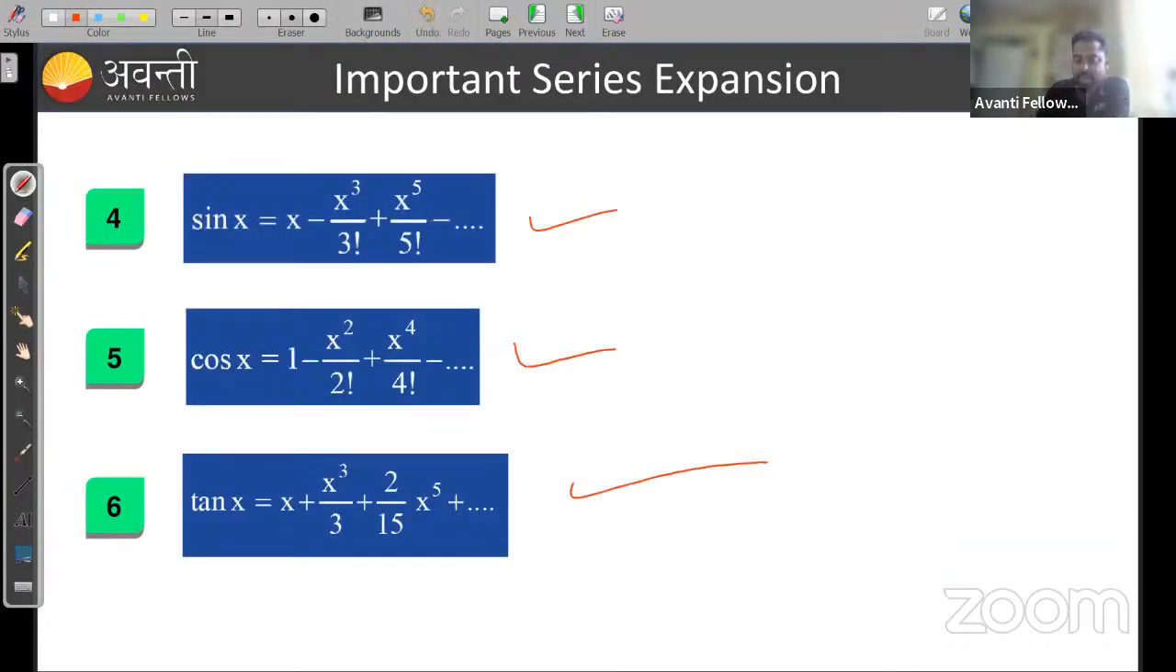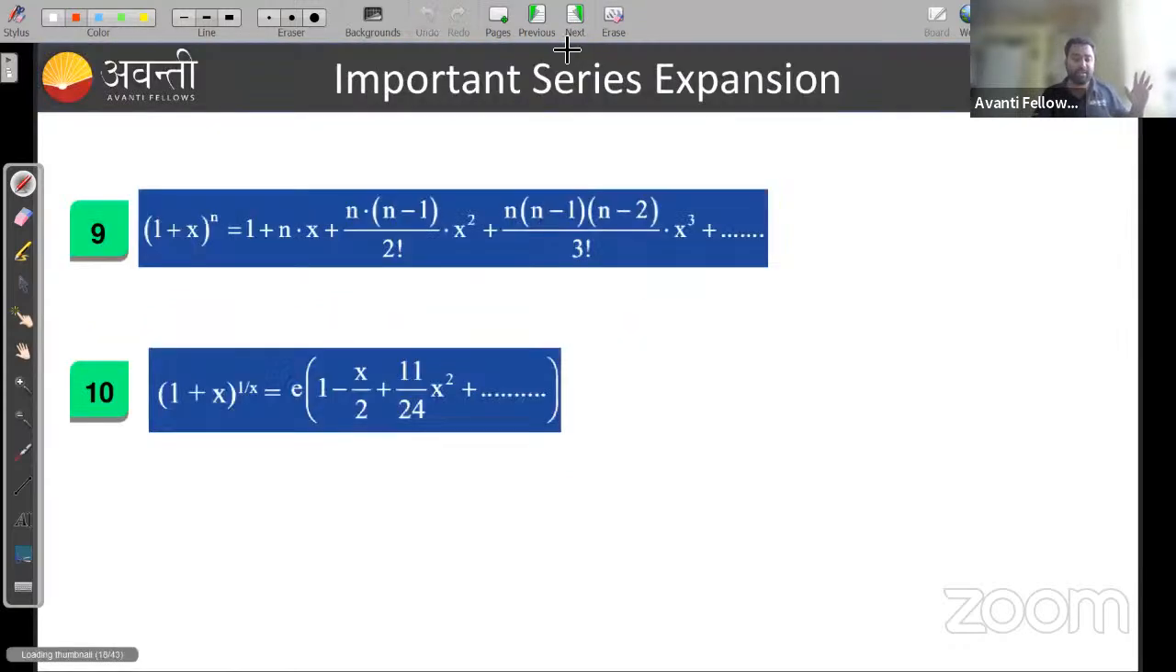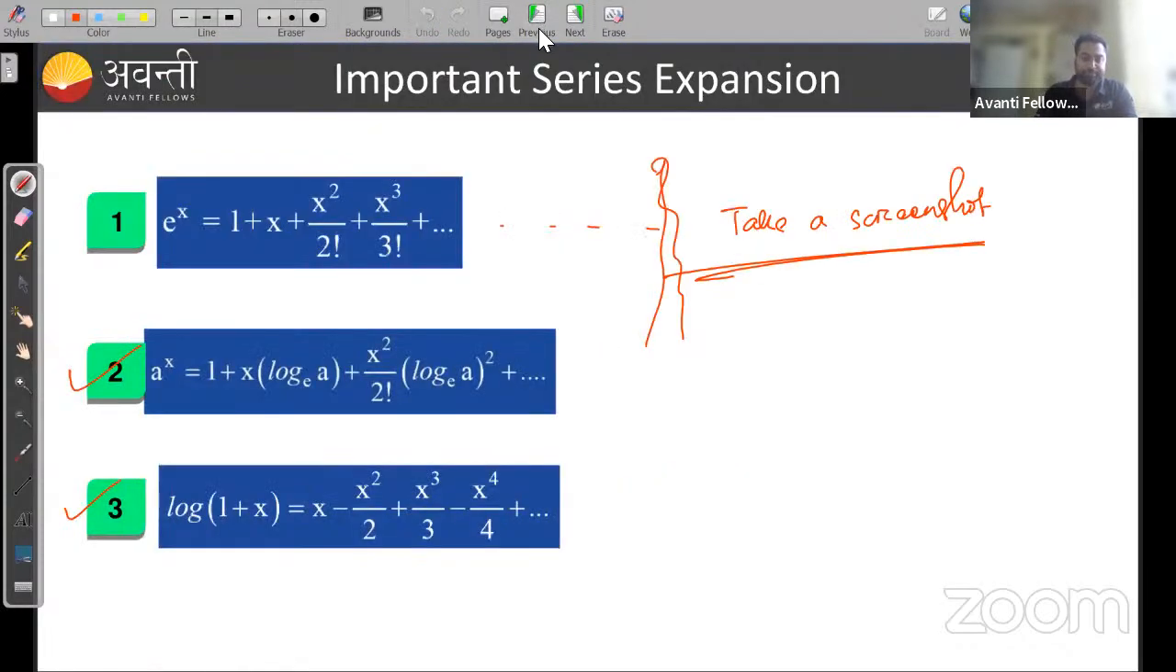Sin x, cos x, tan x. Sin x can be expressed as a series. Cos x is also expressed as a series, sum of series. And tan x is also expressed as a series. And similarly, tan inverse x and sin inverse x. So all these 8, 10 expansions we are having here. You need to remember all this, how to apply this expansion in the JEE exam. Yes, we'll solve questions. Okay, don't worry.